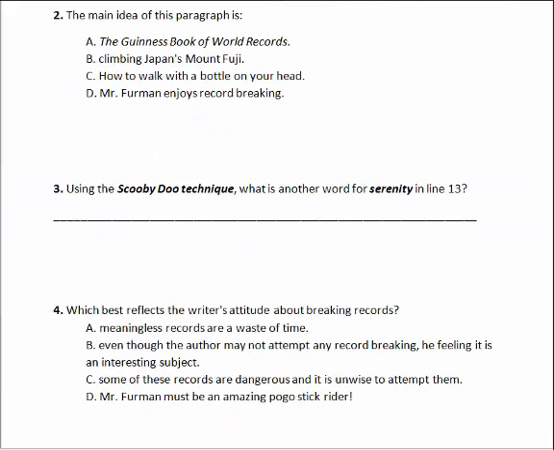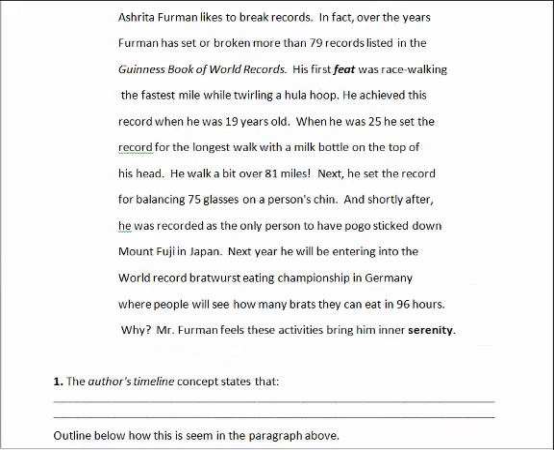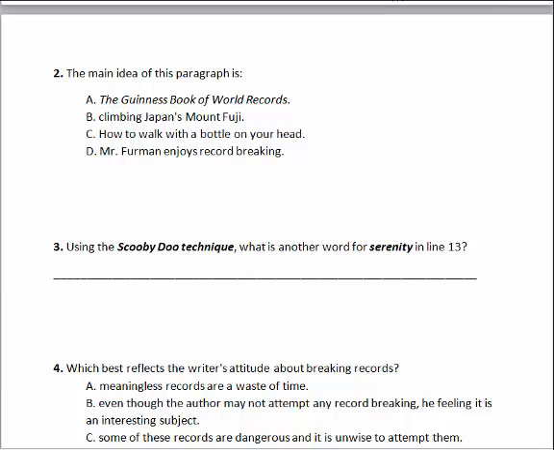Problem number 2, the main idea of this paragraph can be found from the topic sentence. It's right here. Furman likes to break records. So we know the answer has to say something about this person breaking records. Let's go ahead. Process of elimination. Cross out answer choices that are wrong.